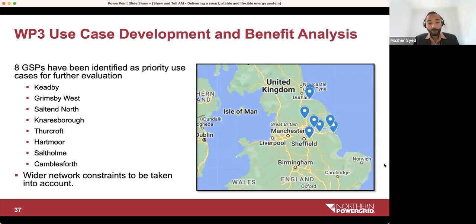So the outcomes of work package 1 and work package 2 have now allowed us to prioritize 8 GSPs for further evaluation. Now we are working towards developing use cases and demonstrating the high-level benefits that can be acquired when we incorporate the diversified flexible queue management. Moving forward, we will be taking wider network constraints into consideration as well. This work is still ongoing and is expected to finish next week. The next slide, please.